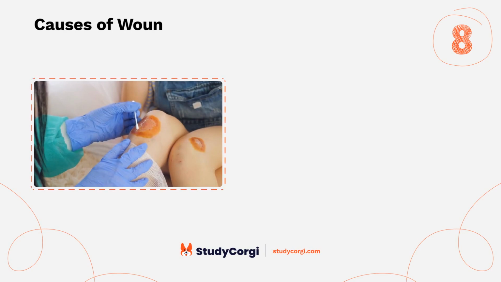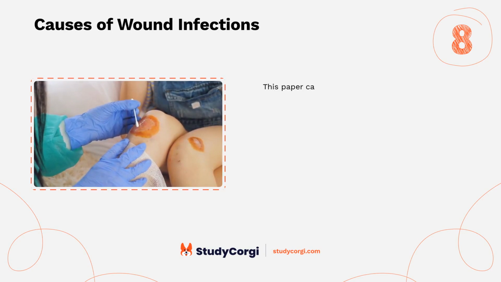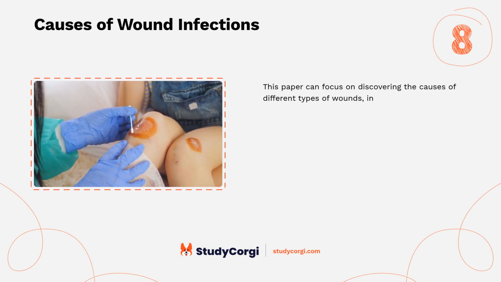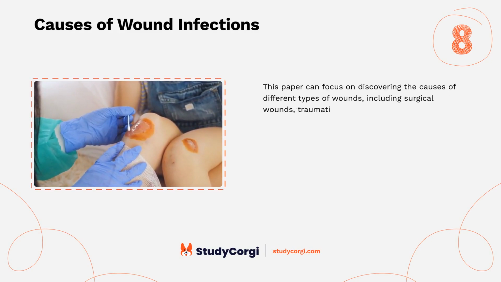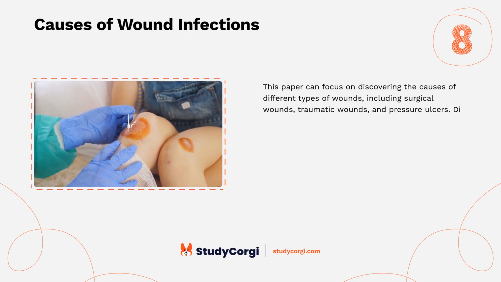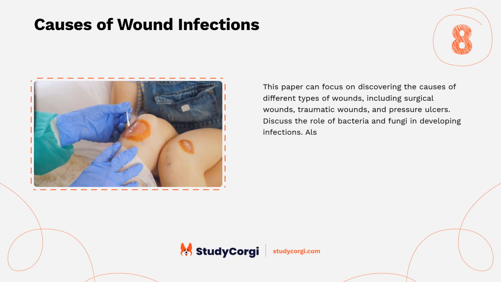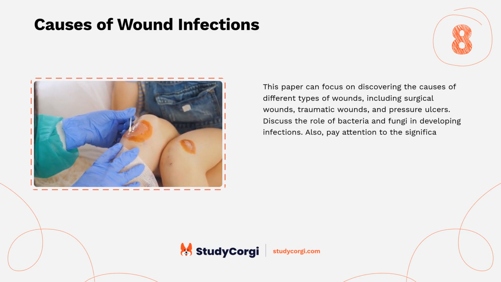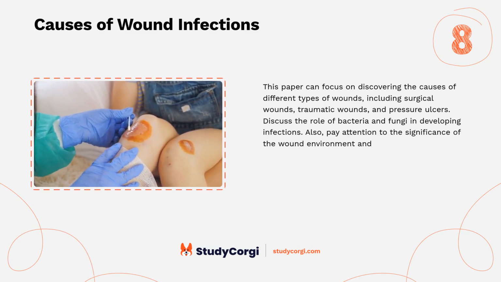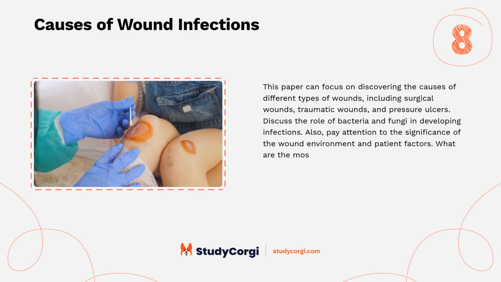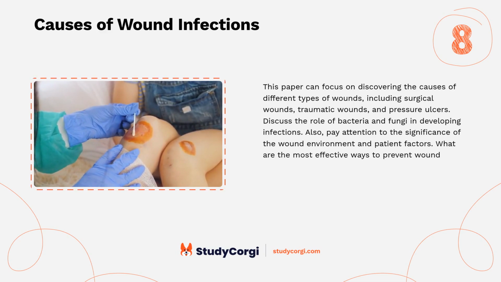Causes of wound infections. This paper can focus on discovering the causes of different types of wounds, including surgical wounds, traumatic wounds, and pressure ulcers. Discuss the role of bacteria and fungi in developing infections. Also, pay attention to the significance of the wound environment and patient factors. What are the most effective ways to prevent wound infections?